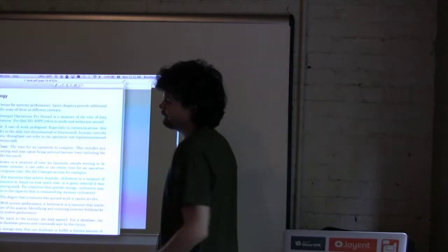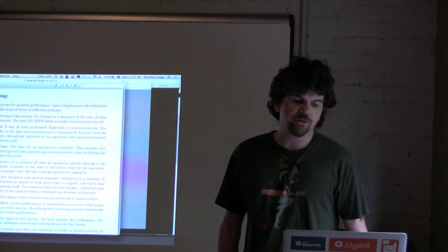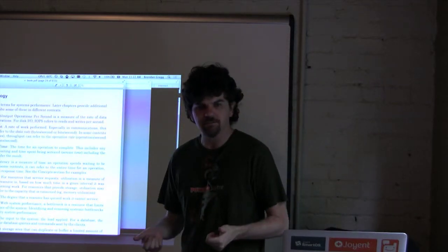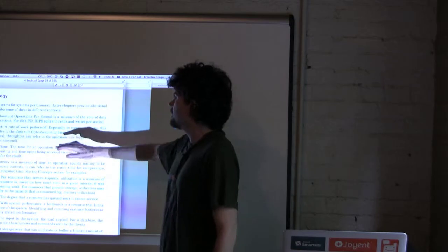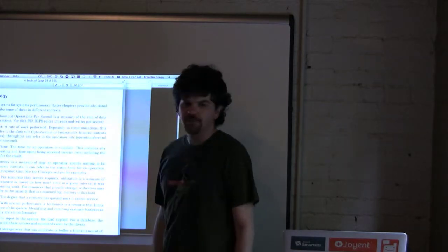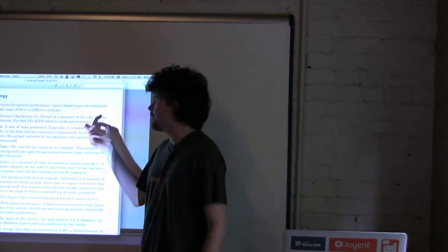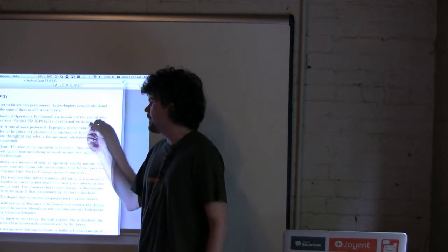Right, terminology. Once you're able to talk the talk, it makes it easier to learn this on your own, to study it, to read through it. IOPS: input-output operations per second. It's a measure of the rate of transfer operations.